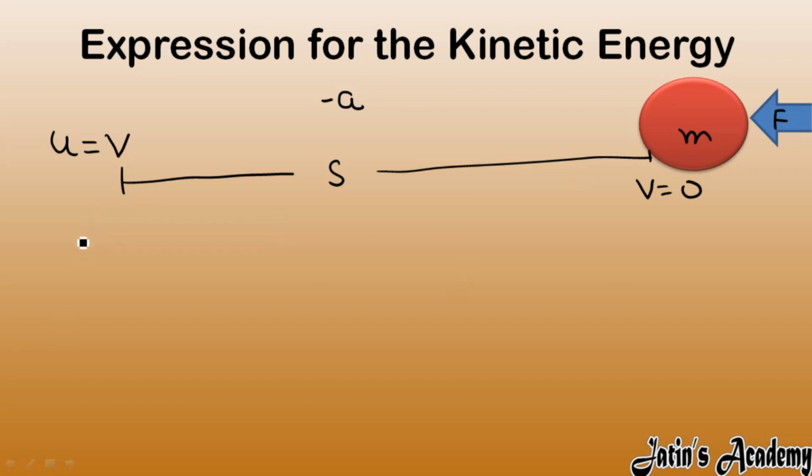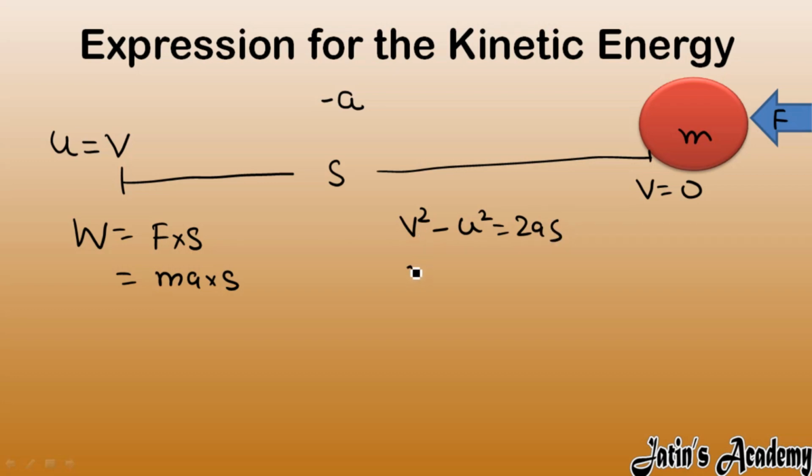So we have to calculate work done, which is force into displacement. Force, we have mass into acceleration into displacement. Now we need the expression in velocity, so we will use the third equation of motion, that is v square minus u square is equals to 2as. Final velocity we have 0, initial velocity we have v, so 0 minus v square is equals to 2 into acceleration, which is minus a, it is retardation, and displacement s. So minus v square is equals to minus 2as.